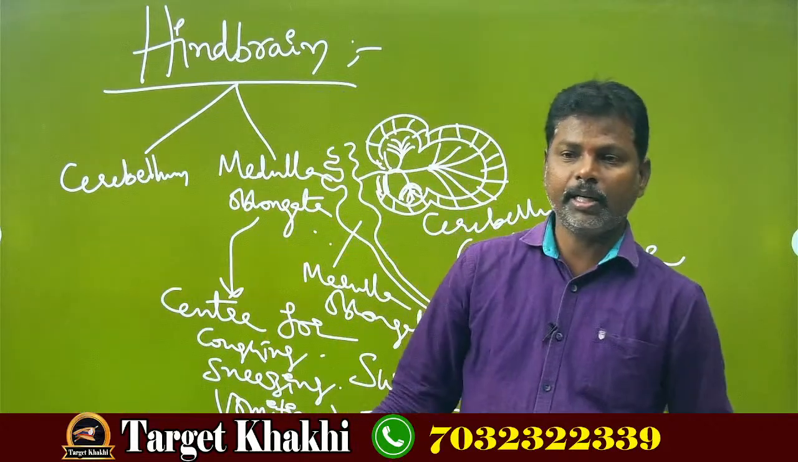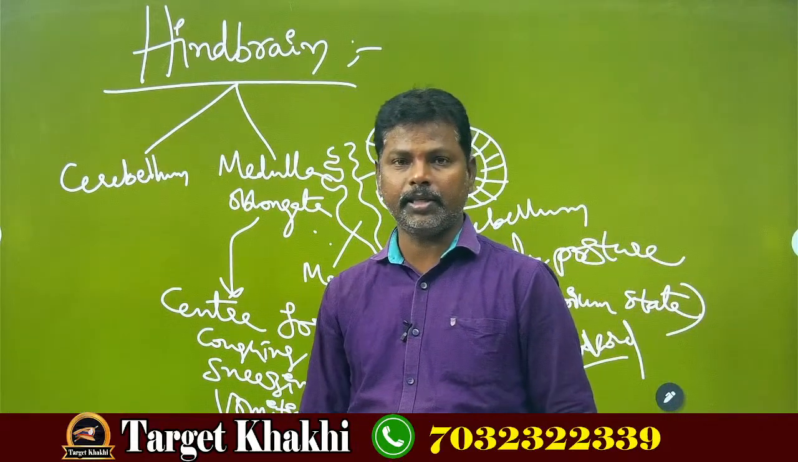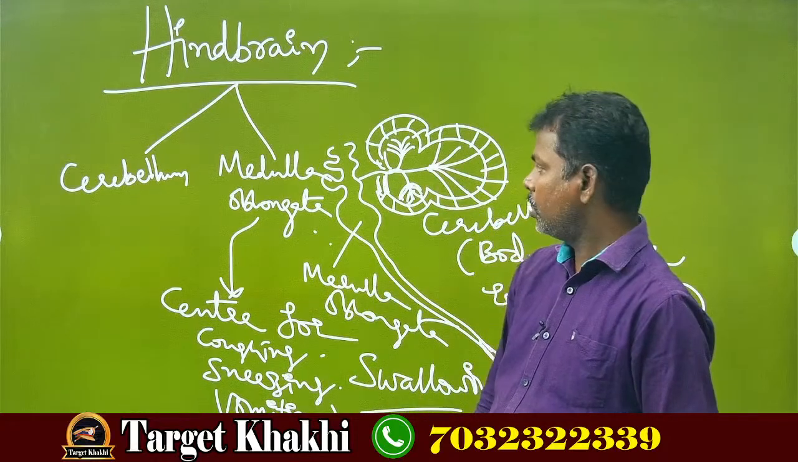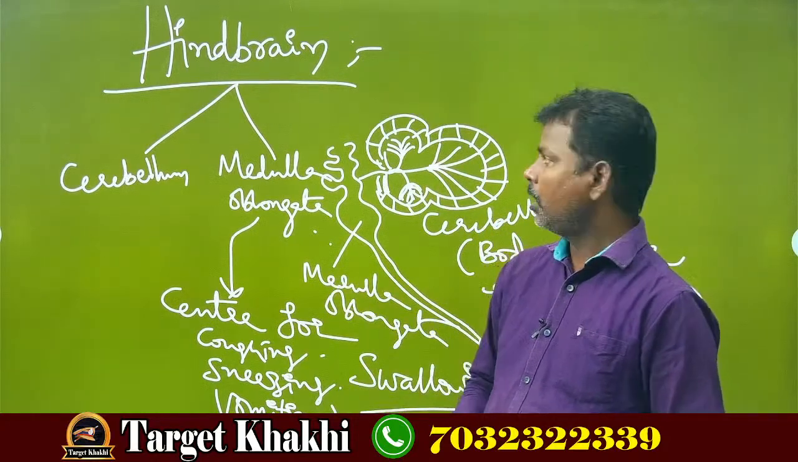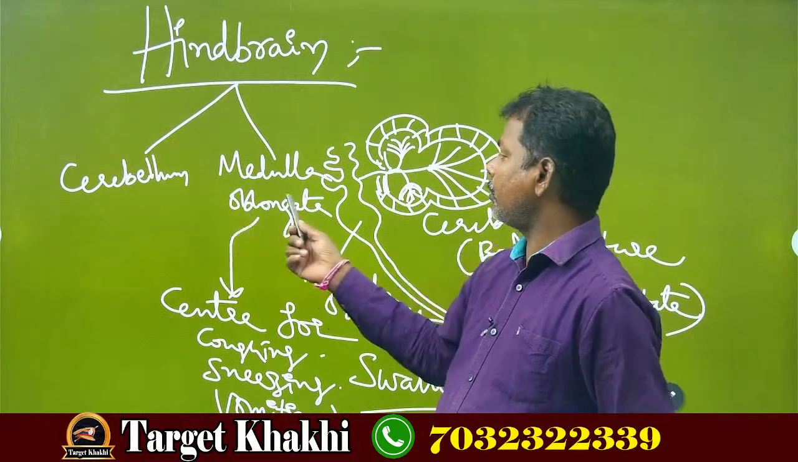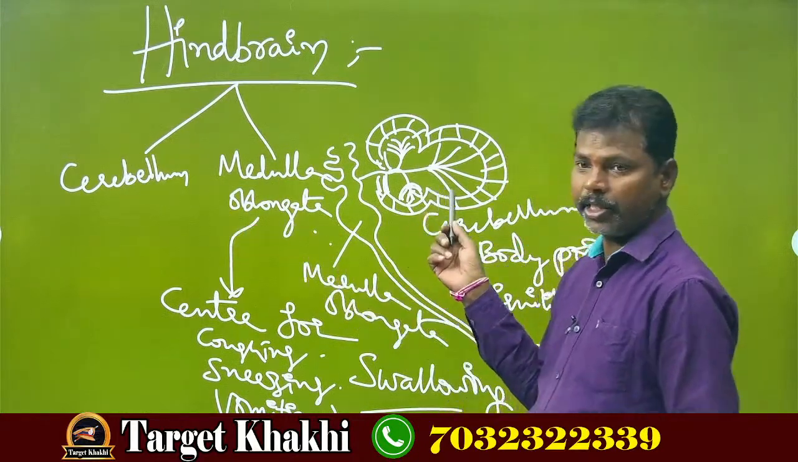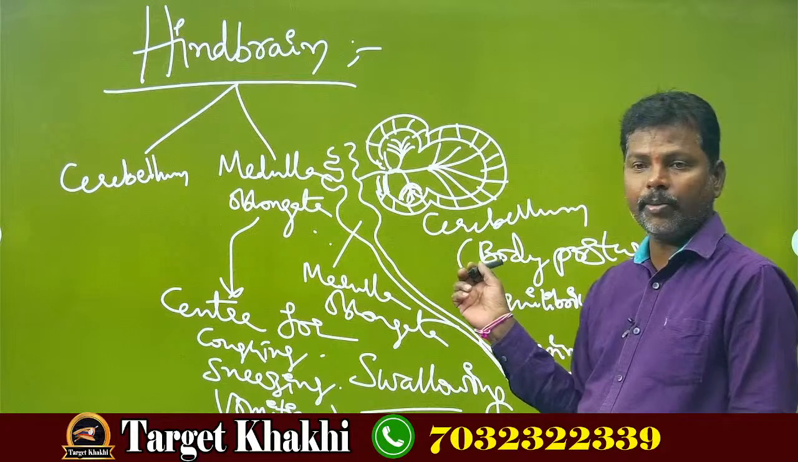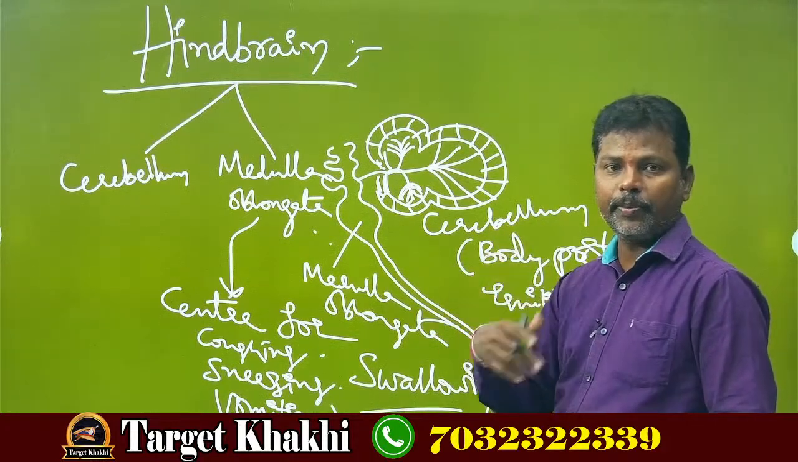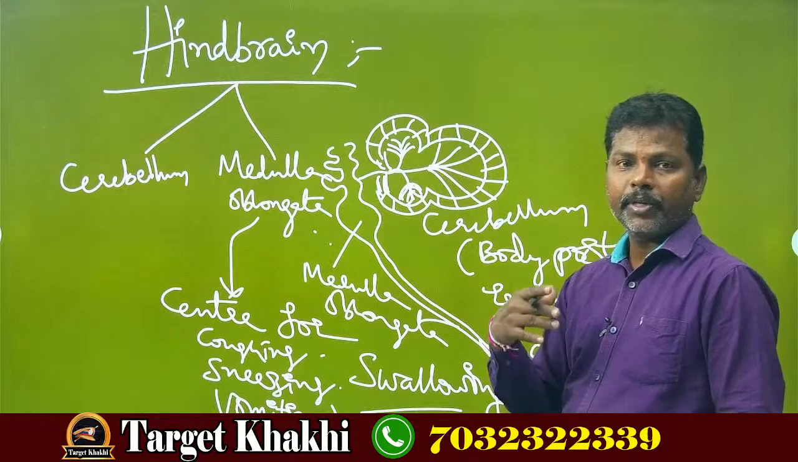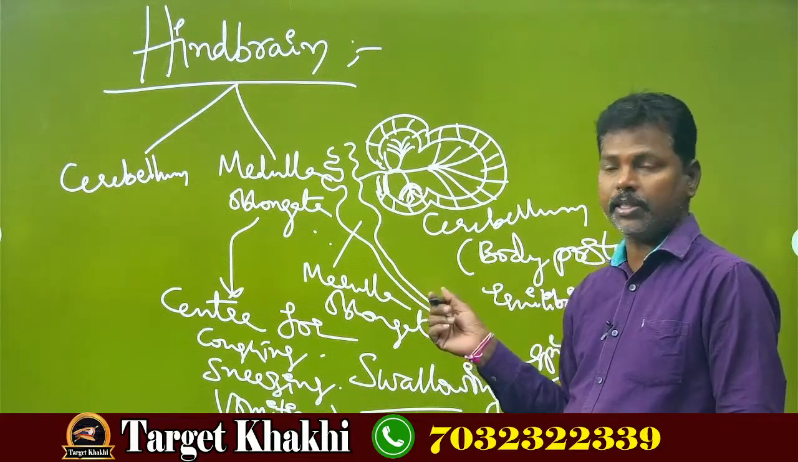Next, body temperature also. Okay? So go through this properly. Hindbrain consists of cerebellum and medulla oblongata. Cerebellum is tree-shaped. It maintains our body posture properly and perfectly, and maintains equilibrium in our body. We can maintain stability also with this, right?